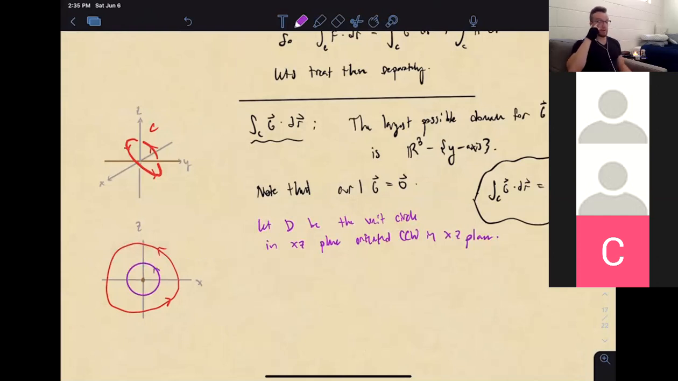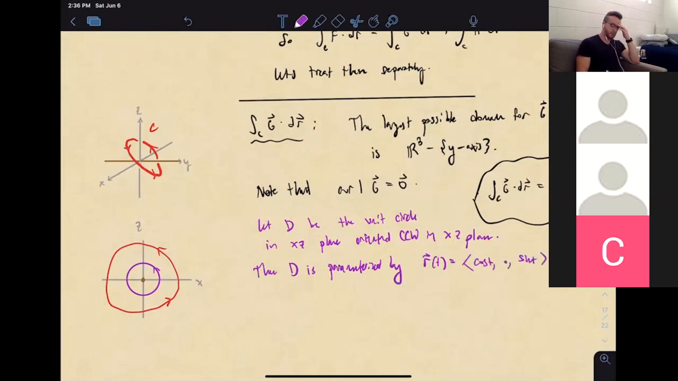I bet we could figure out what the integral over D is. I'll do that in purple. Then D is parameterized by r of t. It's a unit circle in the XZ plane oriented counterclockwise, so this could be cosine t, 0, sine t for t between 0 and 2 pi.